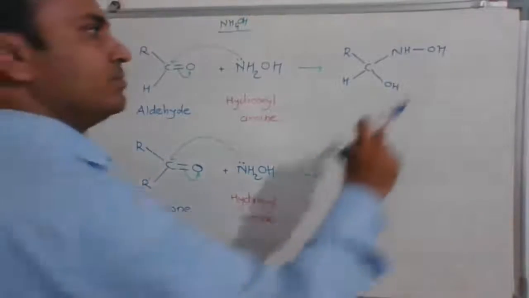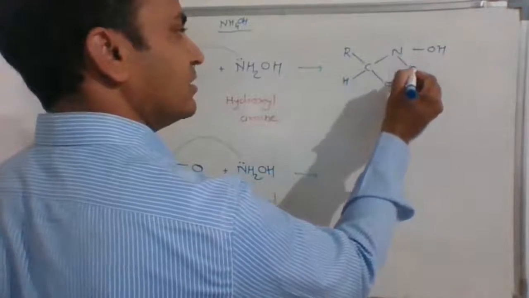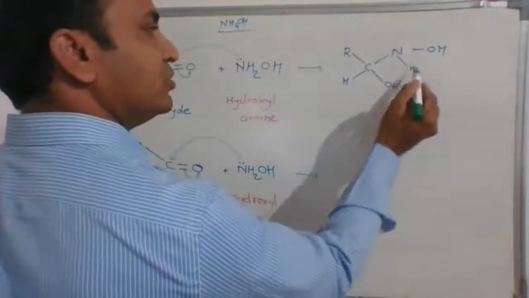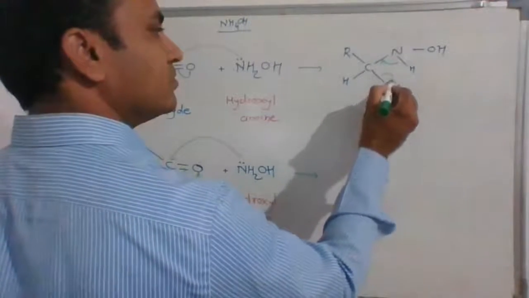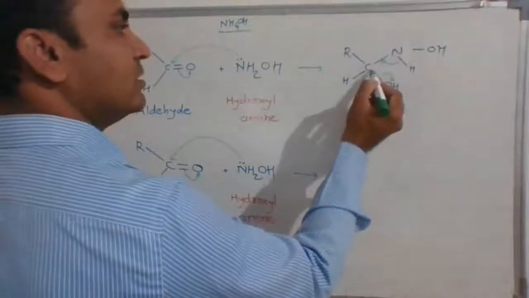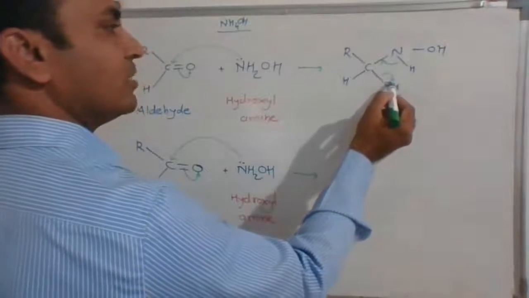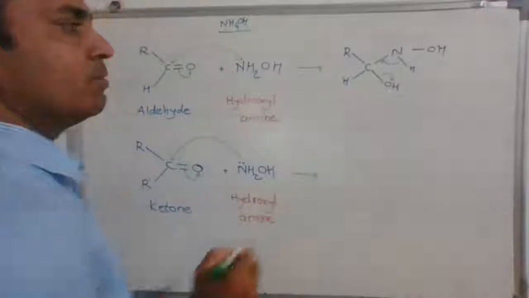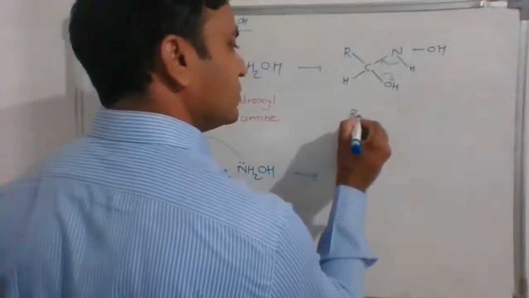Now in the next step, this hydrogen, I will write it here for convenience. This hydrogen and this OH both leave the molecule in this way. This bond breaks, and the bond pair shifts between carbon and nitrogen. This bond breaks, the electron pair goes onto the oxygen, and this OH minus and H plus combine to form water. And we get the product.